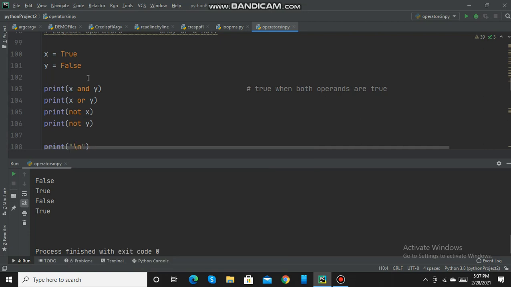Then the next is checking whether not y, meaning whether y is not true. Yes, it is not true, it is false. So the result is true, that is printing true, because y is already false. So the not true condition is satisfied, so the result is true.